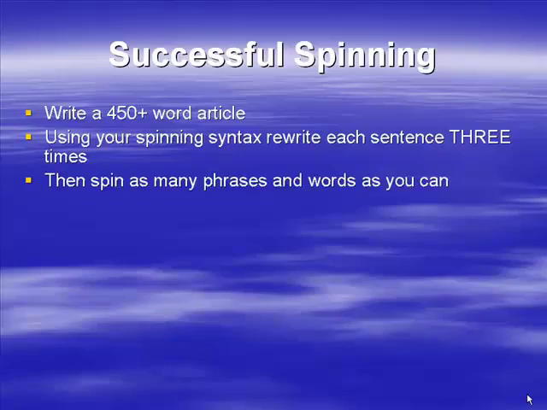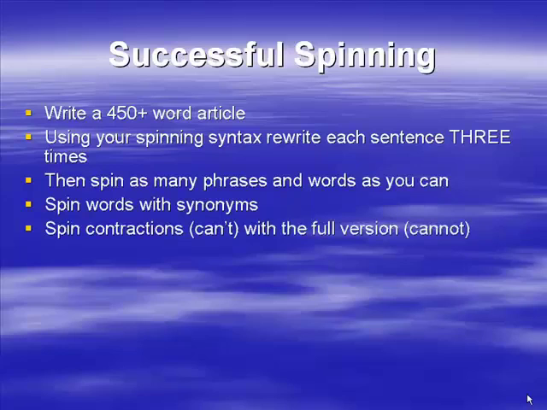Then within each sentence that you've rewritten, basically every single one of the sentences, you spin as many phrases and words as you can. So if there's a phrase that you can spin, you spin it. If there's a single word you can spin, you spin that as well. So you spin the single words typically with synonyms and the phrases with other phrases that mean the same. You will spin contractions with the full version, so can't becomes cannot, you're becomes you are, they're becomes they are, and so on. And what this does is this varies the word length of the article and helps make it that little bit more unique. Now, if you've got numbers, you may spin those between number 1 and the word 1.